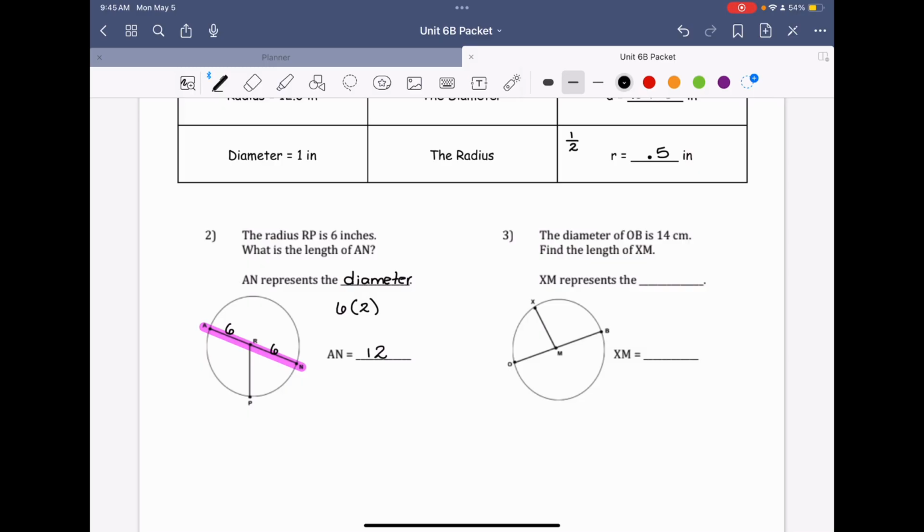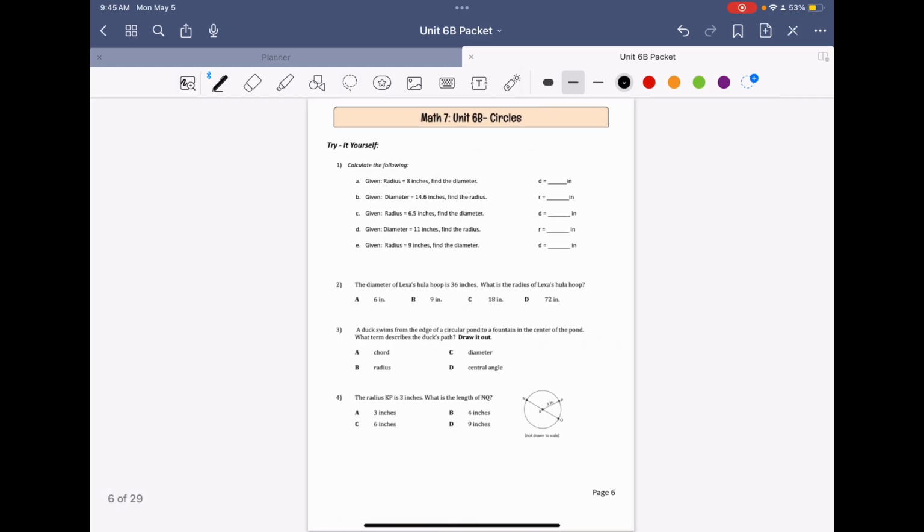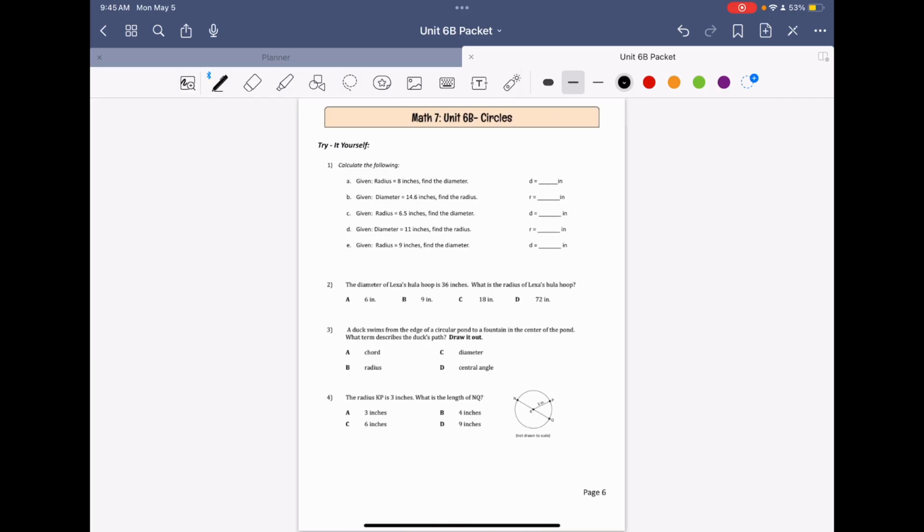Next, the diameter of OB is 14. Find the length of XM. Well, XM goes from the edge to the center, so that would be the radius. I'm going to take the diameter and divide it by 2. So the radius is 7. Right, on the next page, I'd like you to try number 1 on your own. So please pause the video and give that a try. When you're all set, unpause and check.